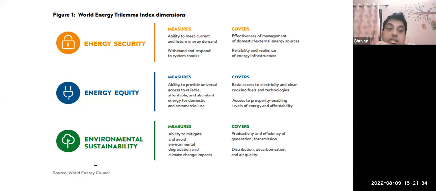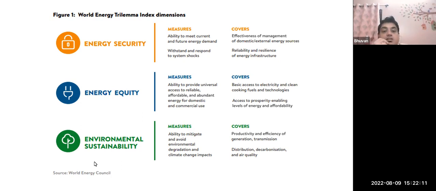Next, we talk about energy equity. As we have discussed in the previous slide, there is unequal distribution of energy resources in the world; some people are overconsuming energy, and some don't have basic access to energy. So energy equity is the ability to provide universal access to reliable, affordable, and abundant energy for domestic and commercial use. It covers basic access to electricity, clean cooking fuels and technology, and access to prosperity-enabling levels of energy and affordability.